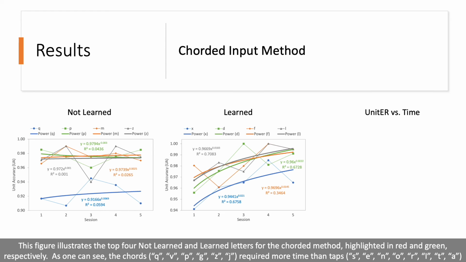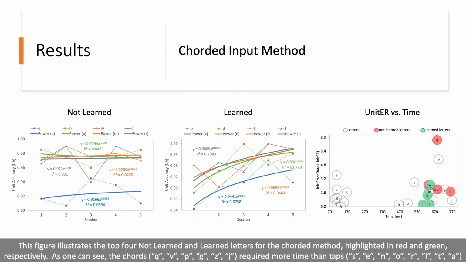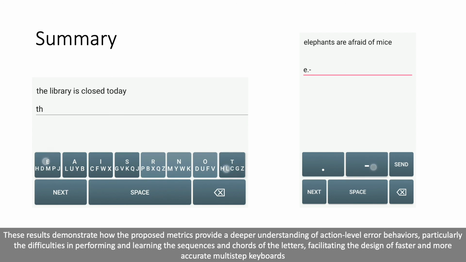This figure illustrates the top 4 not learnt and learnt letters for the chorded method, highlighted in red and green, respectively. As one can see, the chords required more time than taps. These results demonstrate how the proposed metrics provide a deeper understanding of action-level error behaviors, particularly the difficulties in performing and learning the sequences and chords of the letters, facilitating the design of faster and more accurate multi-step keyboards.